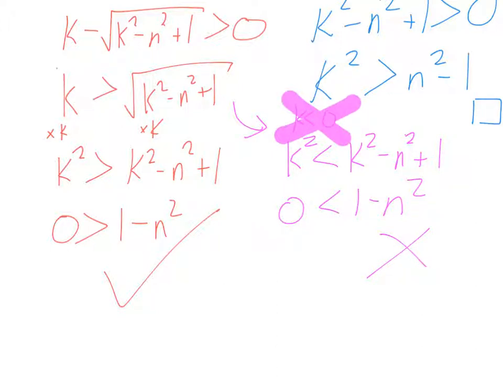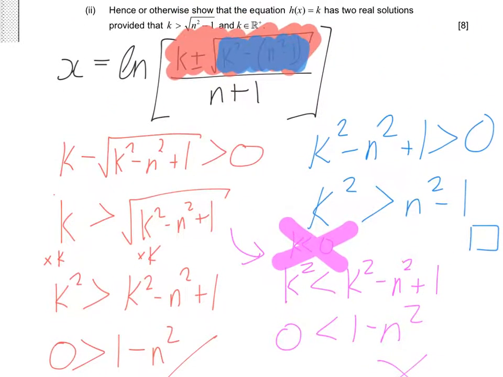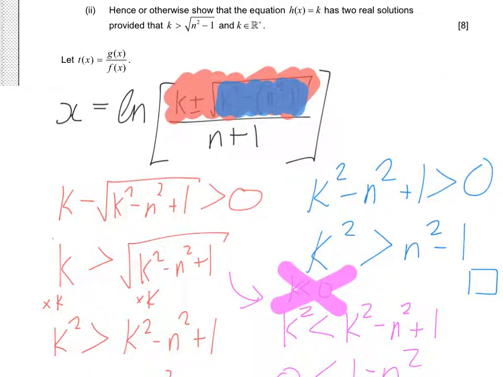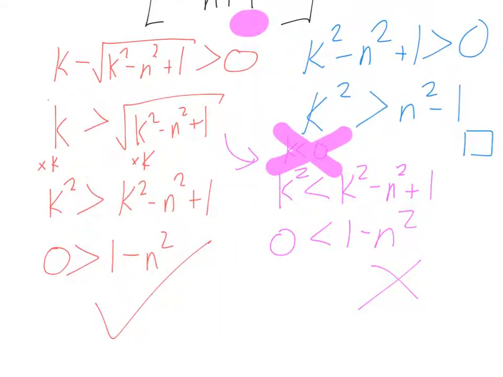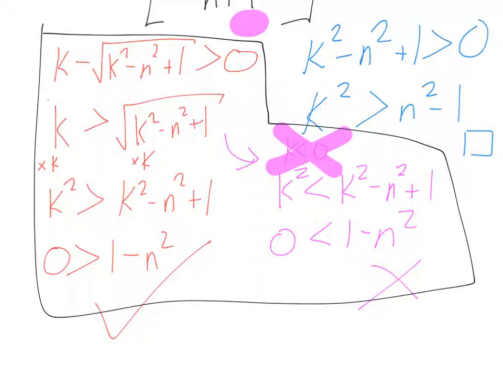And it's easy to miss that that's a requirement of this question, look. It asks you to show that k is in the positive reals. And in order to do that, you need to go through these steps here to conclude that k has to be bigger than 0 and k squared has to be greater than n squared minus 1.